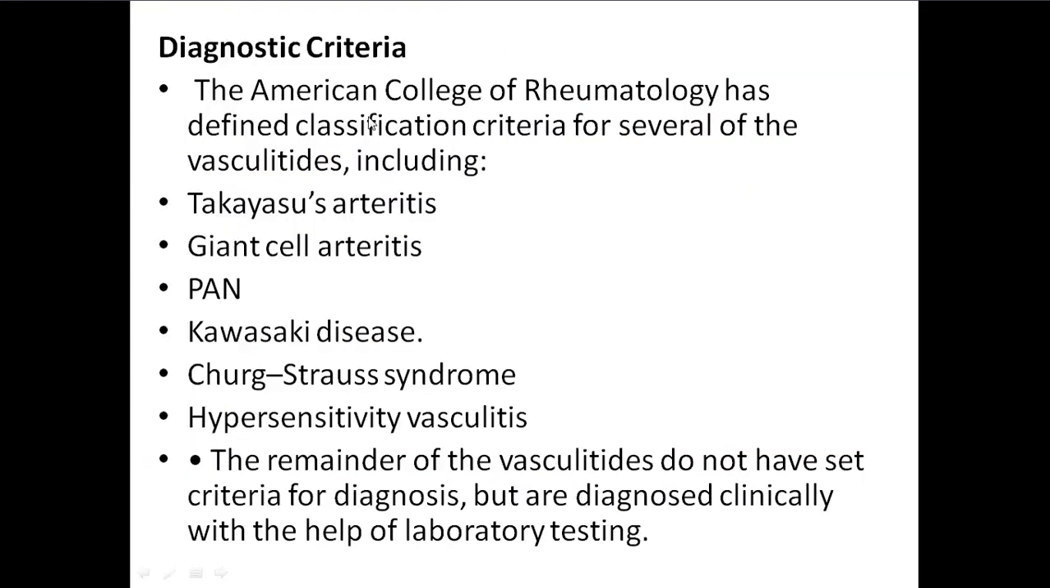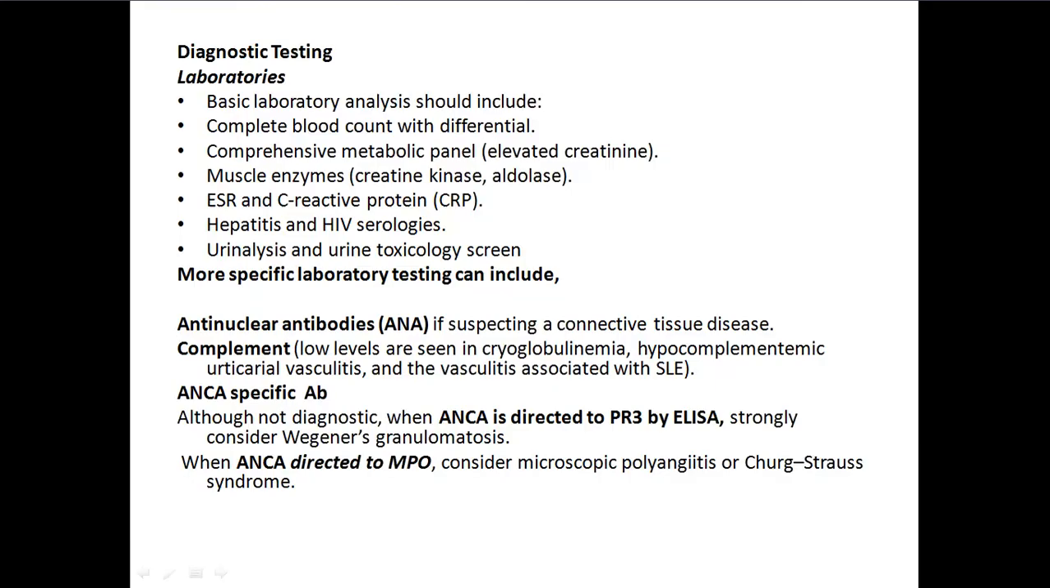So the diagnostic criteria: the American College of Rheumatology has given diagnostic criteria for giant cell arteritis, polyarteritis nodosa, Kawasaki disease, Churg-Strauss syndrome, and hypersensitivity vasculitis. So these six vasculitis disorders have been given a defined classification, whereas the remaining have no set of criteria for diagnosis, but are diagnosed clinically with the help of laboratory testing. The diagnostic criteria we will discuss individually.